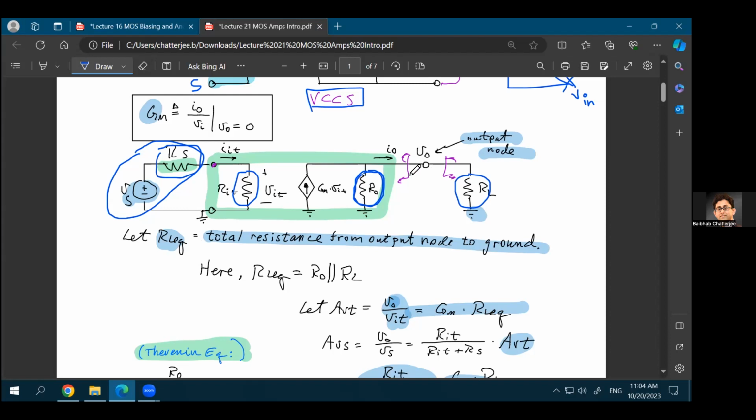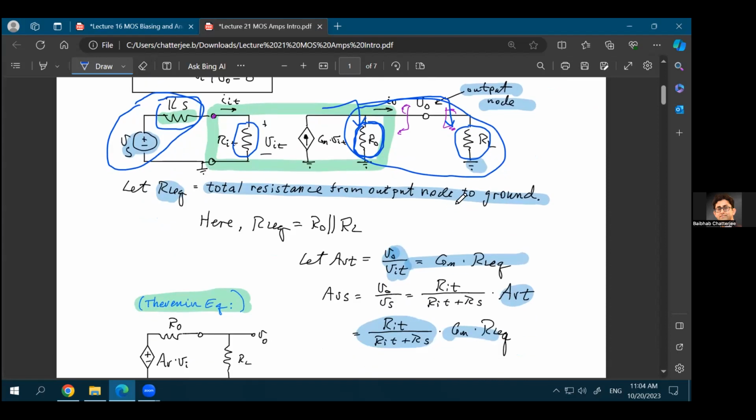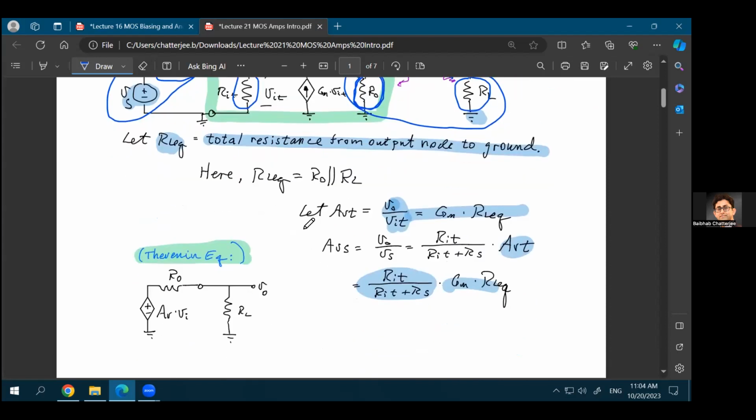Right? So again, you know about all these things, that when RO and RL come in parallel, you have to consider the effect of RO and RL together, and then you'll see a current division between RO and RL. So your gain will reduce again a little bit. These are some things that you have learned in the past, that there will be a voltage division at the input side, there will be a current division at the output side, and your overall gain will reduce a little bit.